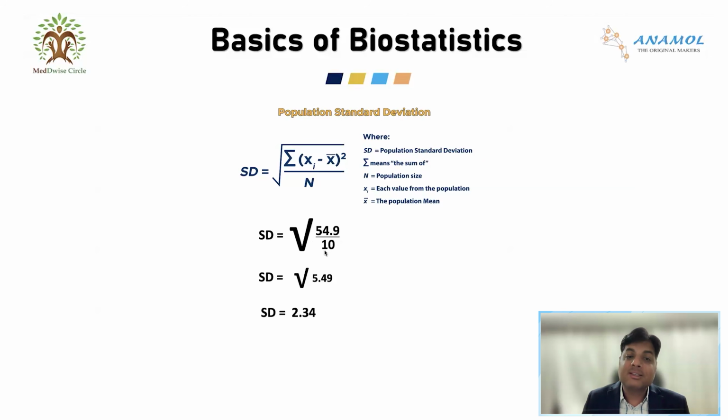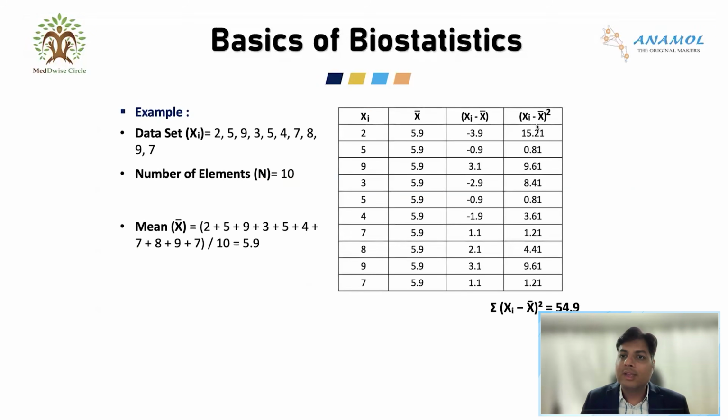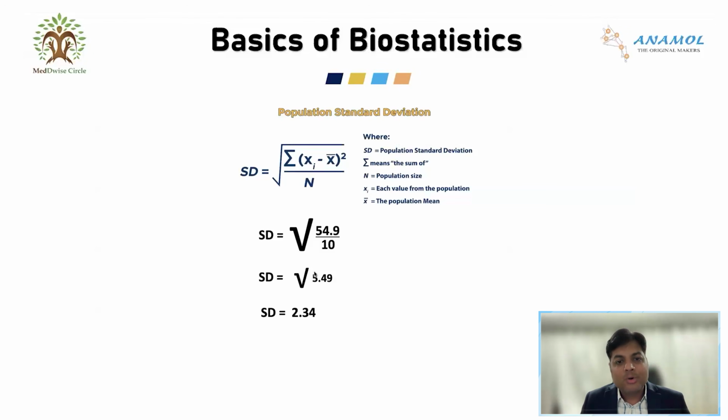But all this is under a square root, because here we squared the original values. So to get back the original value, we have to take the square root again. So the square root of 5.49 is 2.34. This is how we get the value of standard deviation.